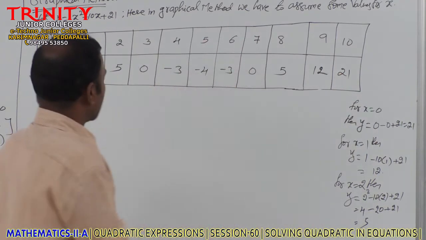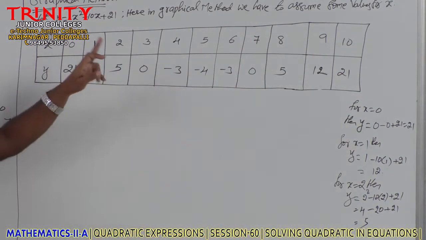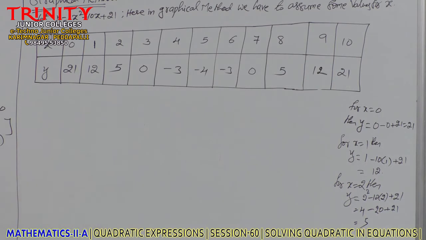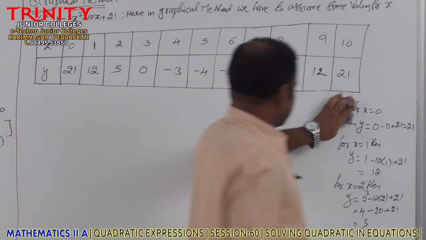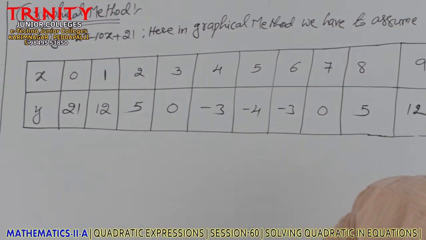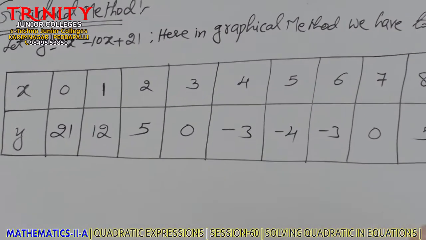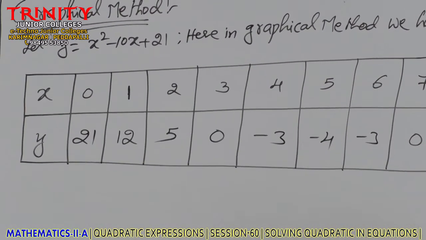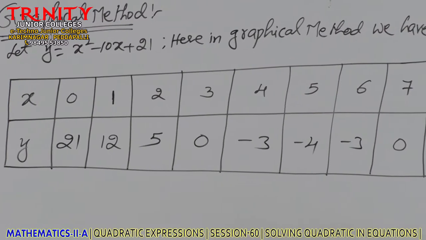These are the values of x and y for x from 0 to 10. You may take any values, not only 0 to 10; you can take different values also, and you will get the same result. You can try with your own.